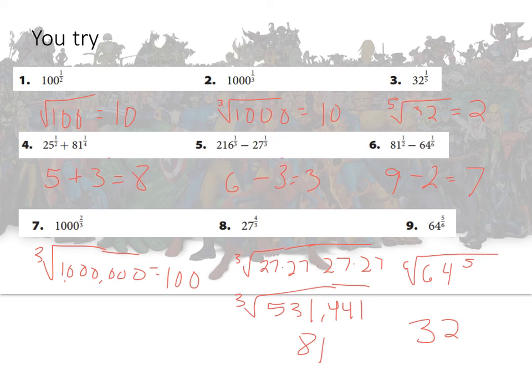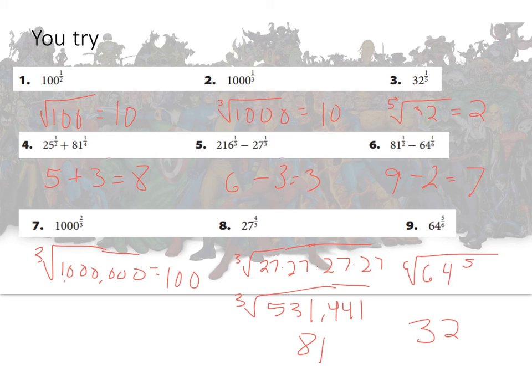Then we have 81 to the 1/2 power, so the square root of 81 is 9. And the 6th root of 64 is 2. 9 minus 2 is 7. Now that 6th root, the reason why the 6th root of 64 is 2: 2 times 2 times 2 times 2 times 2 times 2 is 64. So yes, there are 6 2's multiplied together to get 64. And what you'll notice is these kinds of numbers pop up a lot.